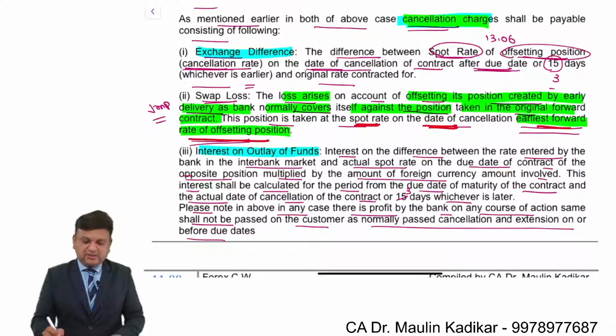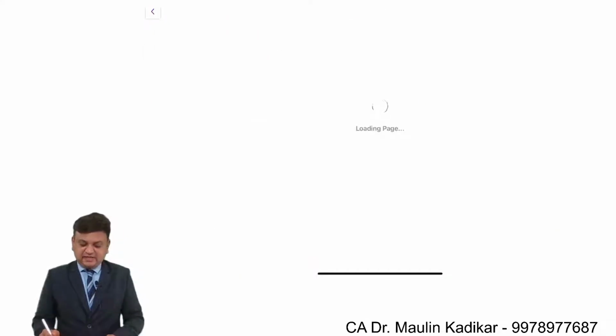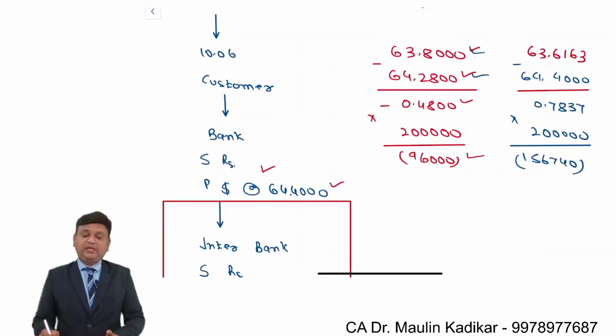So over here, the difference between the spot rate of the offsetting position on the date of cancellation of the contract after the due date or 15 days, whichever is later, and the original rate contracted for. It means 64.4. So the difference of that is the amount of the loss which is required to be recovered from the customer.